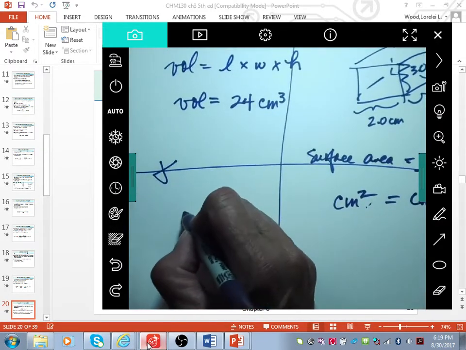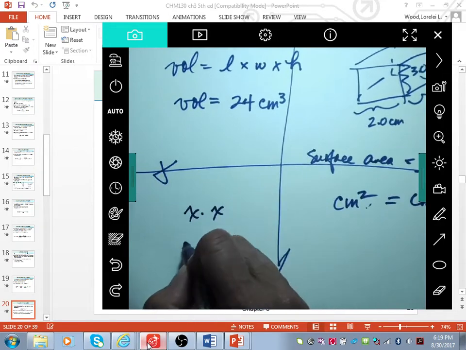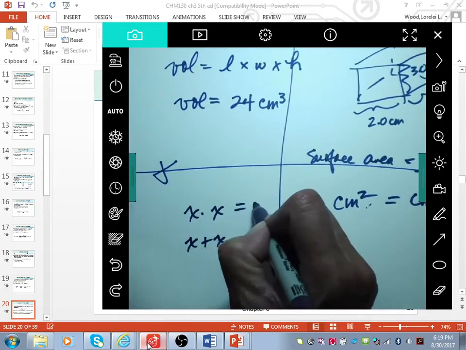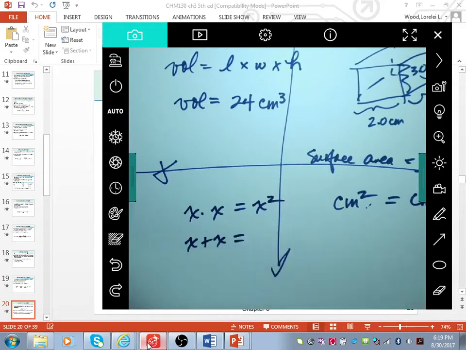It's like when you have x times x, that's different than x plus x. X times x is x squared. X plus x is 2x. That's why you had to have algebra before you come to this class, so that you understand the algebra rules.